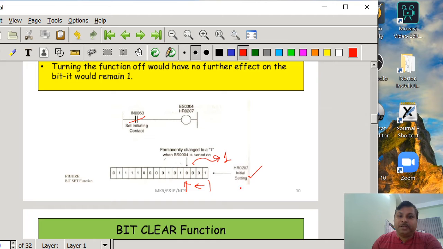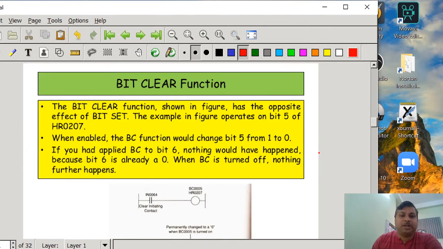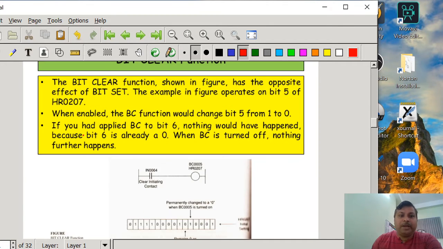Bit clear is also easy to understand. The bit clear function shown in the figure has the opposite effect of bit set. The example in the figure operates on bit 5 of HR207. When enabled, the BC function would change bit 5 from 1 to 0. Counting 0, 1, 2, 3, 4, 5, this is the fifth bit. So the fifth bit will be reset to 0 when this function is enabled.